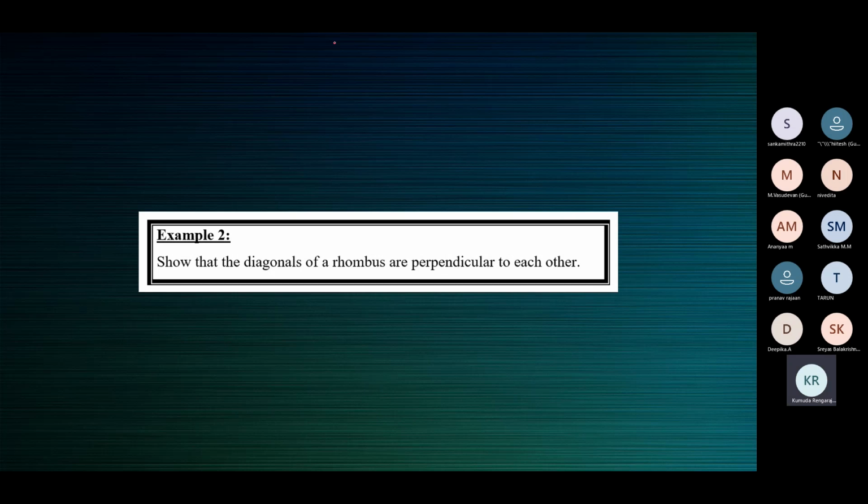Okay, so rhombus. Is my annotation clear, children? Yes, ma'am. Okay.